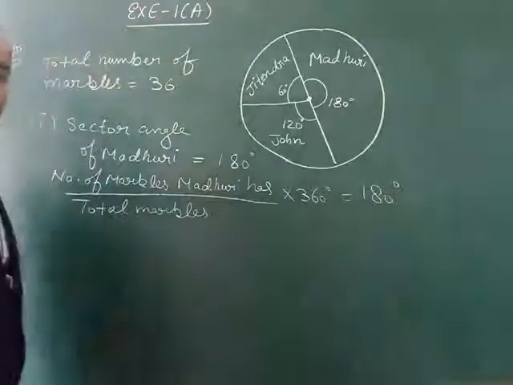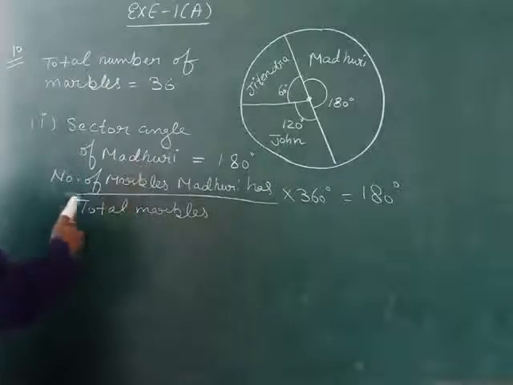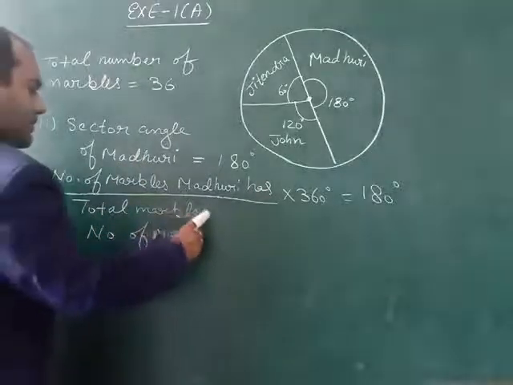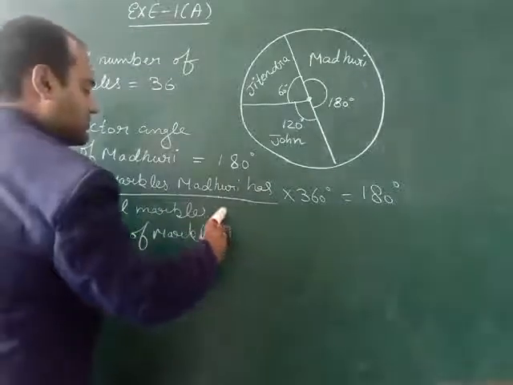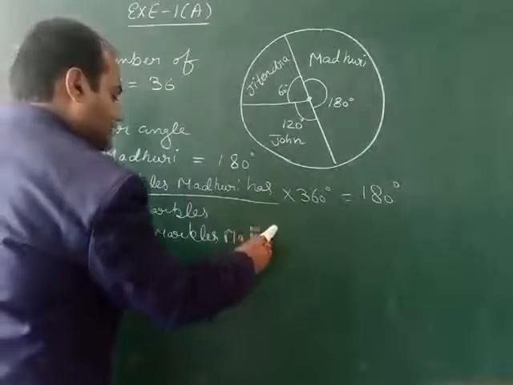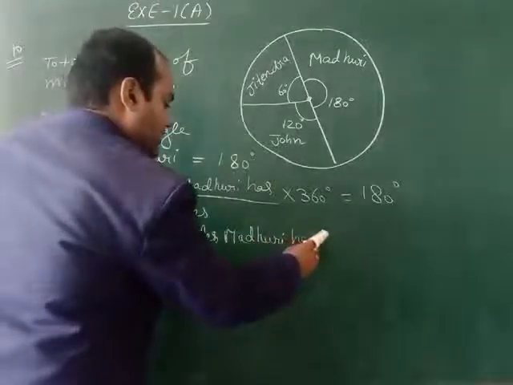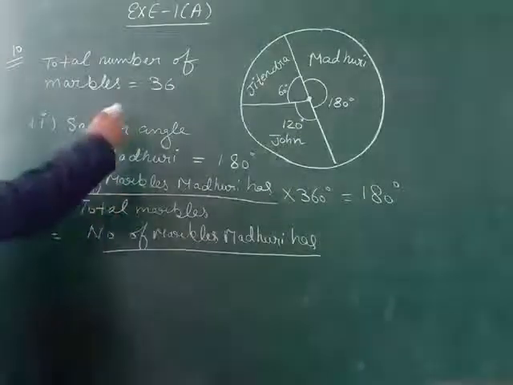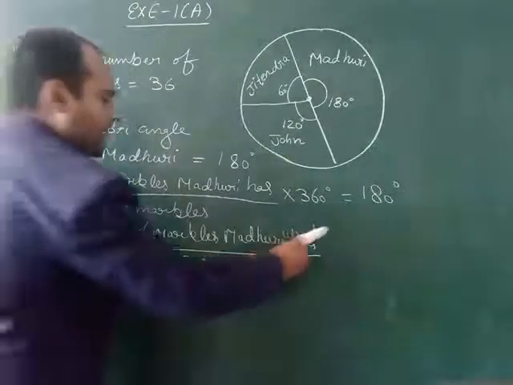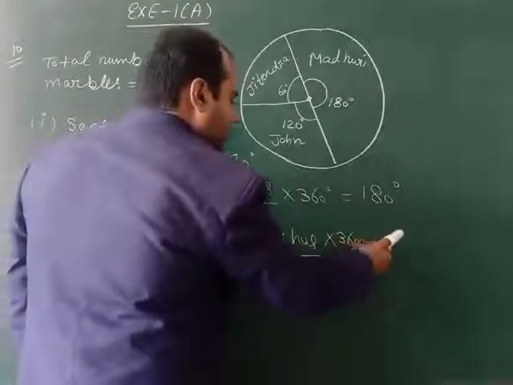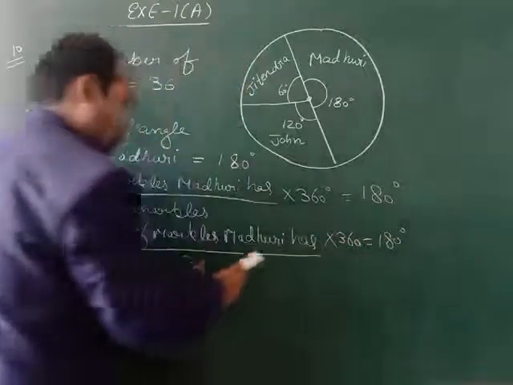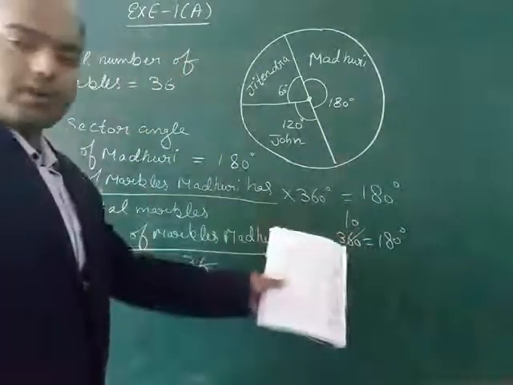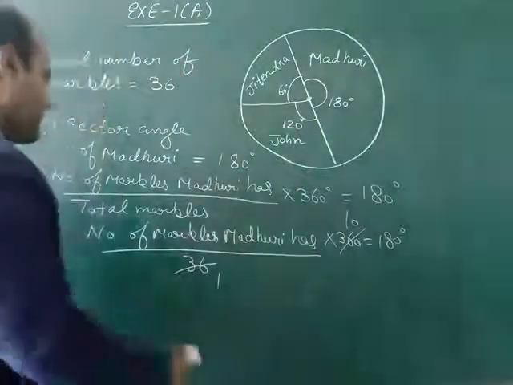Now in the next step, this value we have to find: the number of marbles Madhuri has. So we will write it as it is. Total number of marbles are 36, multiplied by 360, is equal to 180 degree. Now this 36, 1 into 36, 36 and 10 into 360. Now this 10 is in multiply here, on the right hand side it will come in divide.